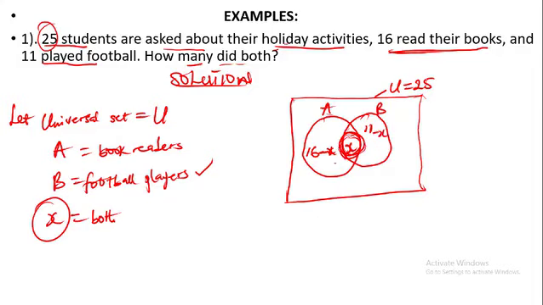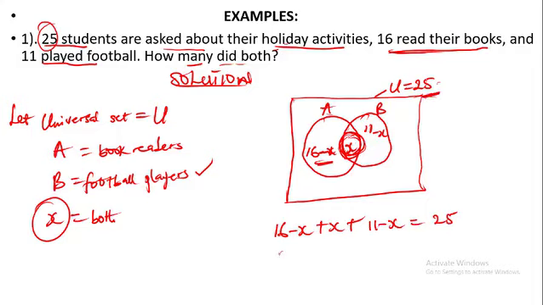So we subtract X from 11. Now at this point, we'll form an equation. What do we need to do? We bring out everything in this Venn diagram and equate it to 25. That means that 16 minus X plus this X here plus 11 minus X is equal to the total number of the universal set, which is 25.